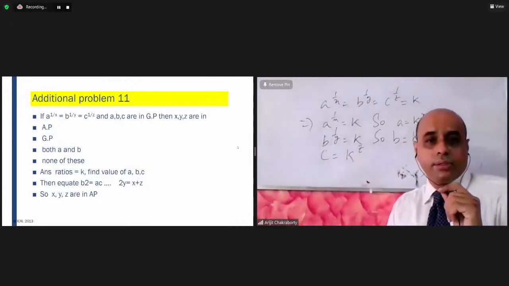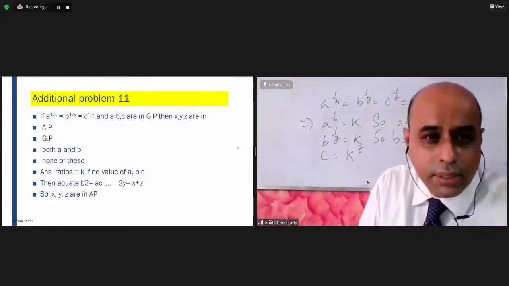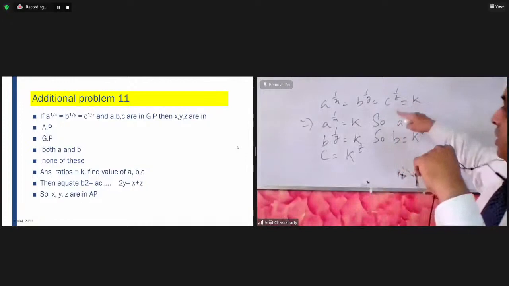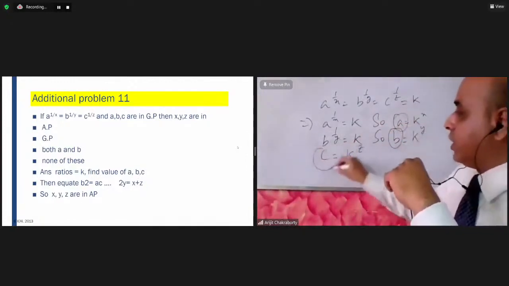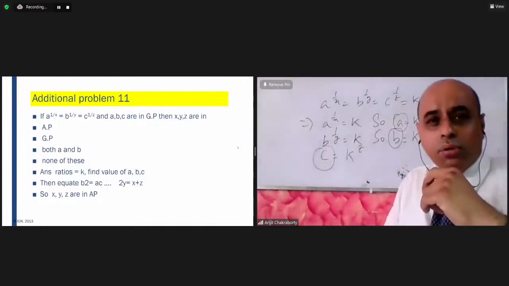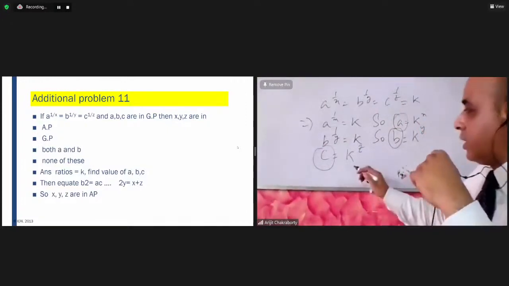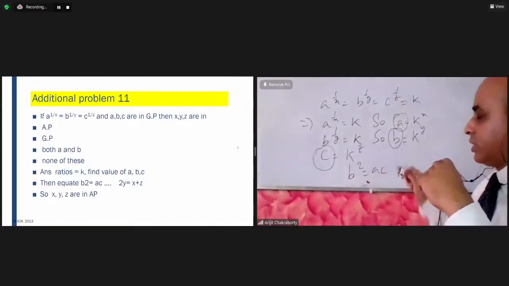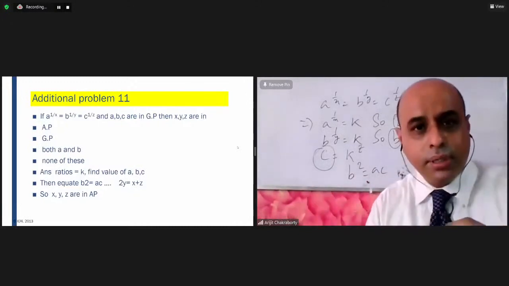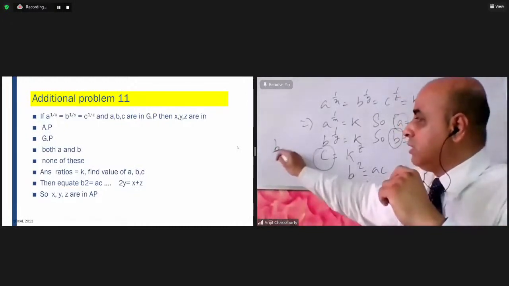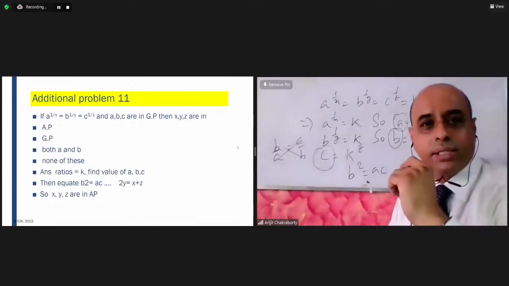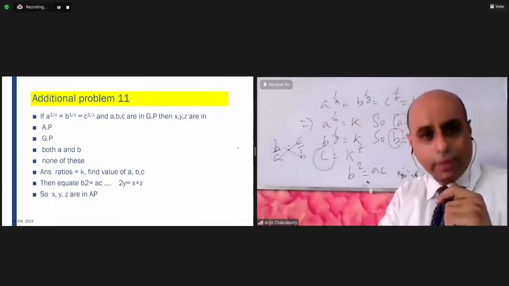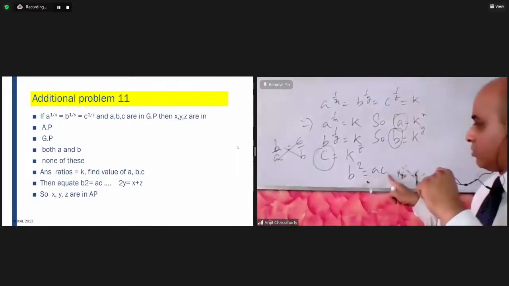Now the question, since a, b, c are in GP, we have got the values of a, b, and c. And you know that if this is in GP, we will say b square has to be equal to ac. If a, b, c are in GP, it means b by a equal to c by b. So b square has to be equal to ac, if you just cross multiply. I hope you are following. So b square equal to ac.